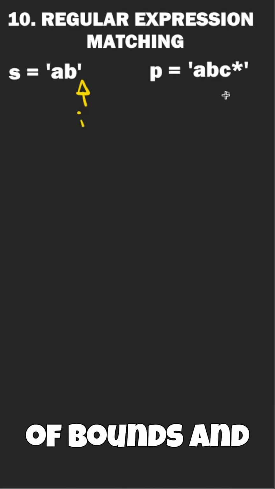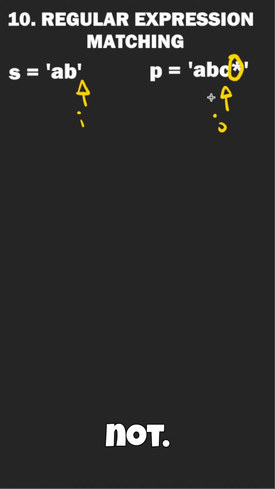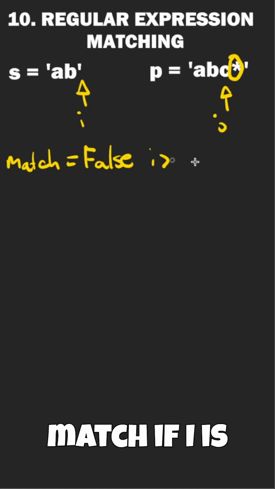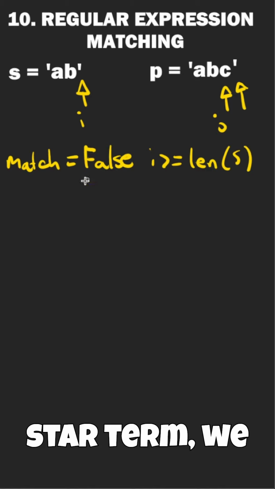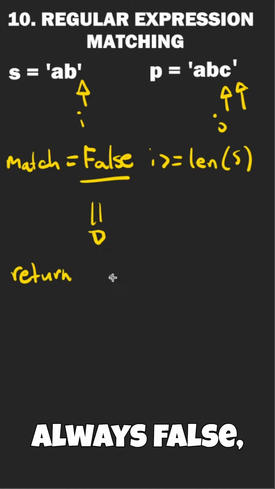The result when i is out of bounds and j is not will depend on whether j is at a star or not. We will factor this into our algorithm by including a condition for match if i is out of bounds. If j is not at a star term, we process it like we did at the start, and since match is always false, we return false.